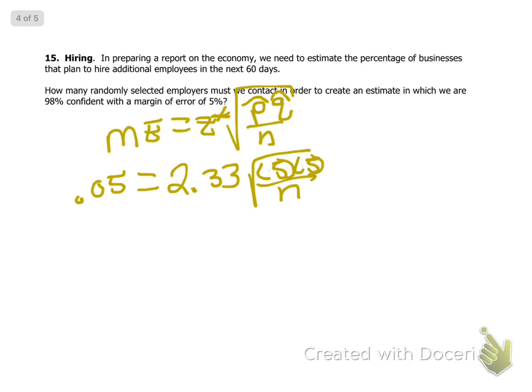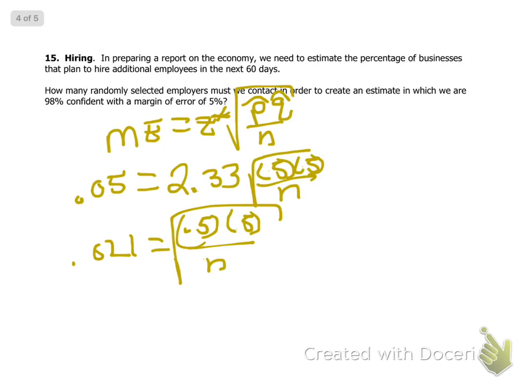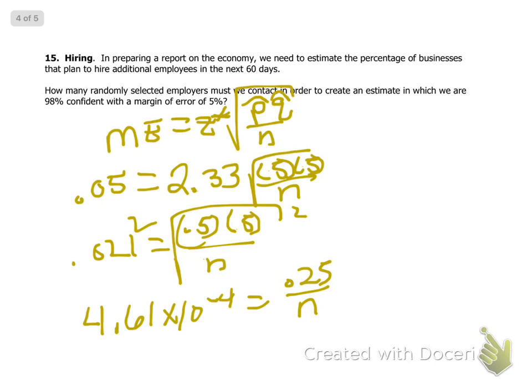Okay, so the first thing I'm going to do is take 0.05 and divide by 2.33, and I get 0.021. And this is 0.5. Sometimes I think this thing is out to get me. Okay, so now I need to square both sides. And so I get 4.61 times 10 to the negative 4th is equal to 0.25 divided by n.